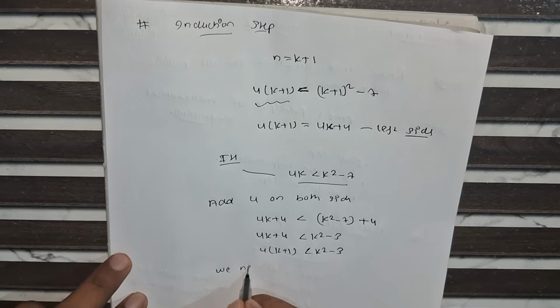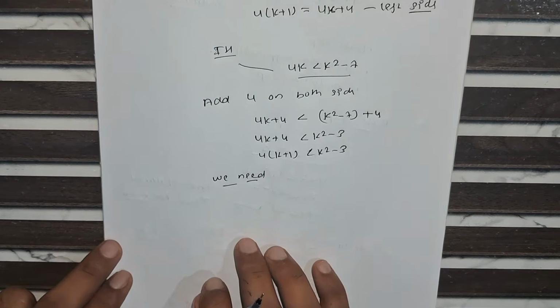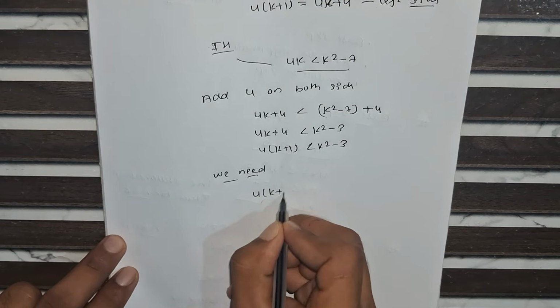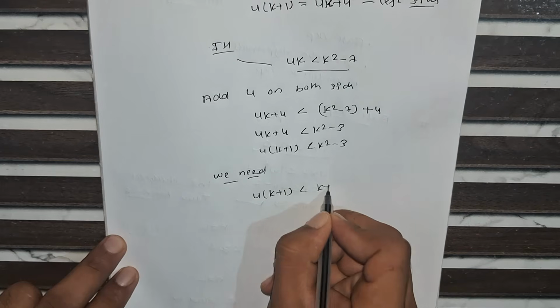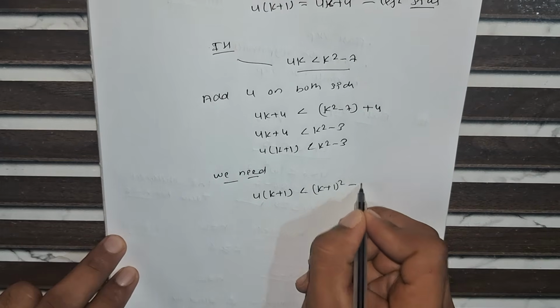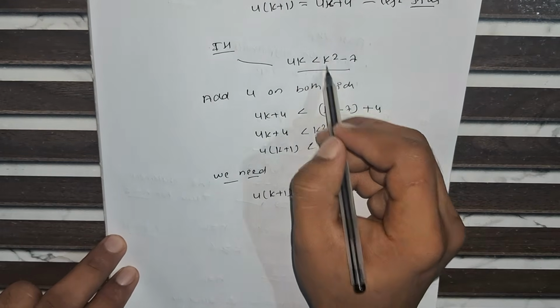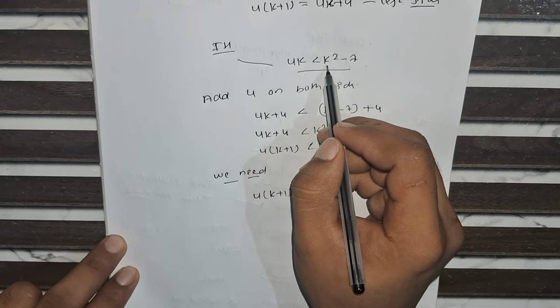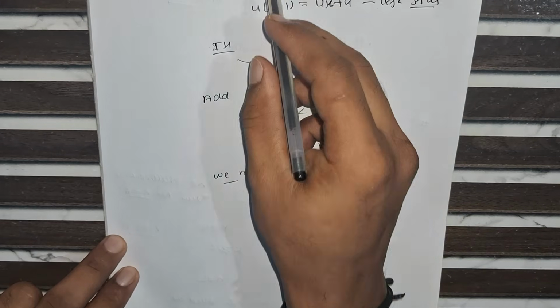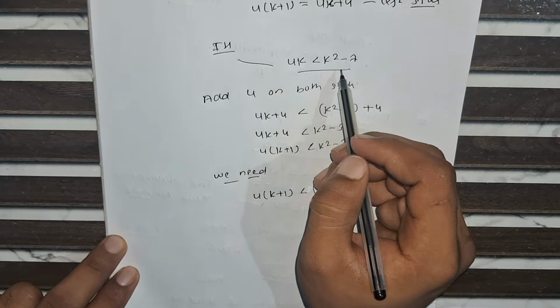It means we need 4 times of k plus 1, which is less than k plus 1 whole square minus 7. Here we are using the induction step where n equals k plus 1. That's why I directly put the value of n equals k plus 1 in this induction step.